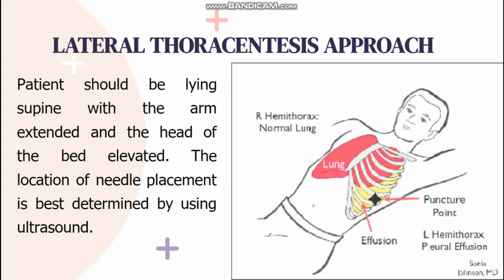Another type of thoracentesis approach is the lateral thoracentesis approach. The patient should be lying supine with the arm extended and the head of the bed elevated. The location of needle placement is best determined by using ultrasound. A typical puncture point is shown in this illustration.